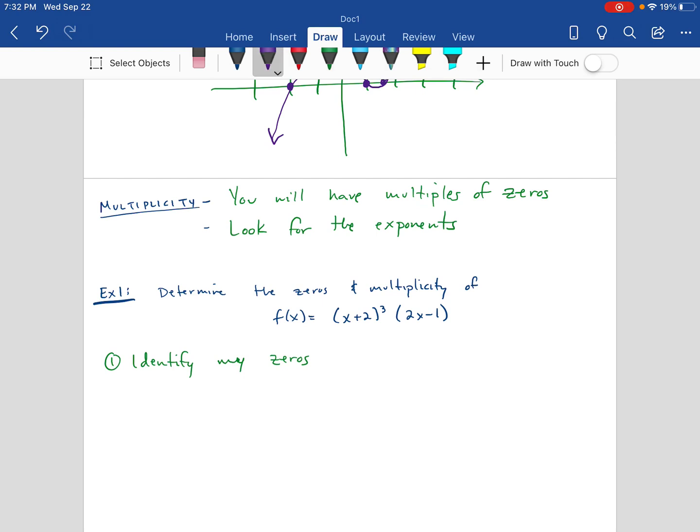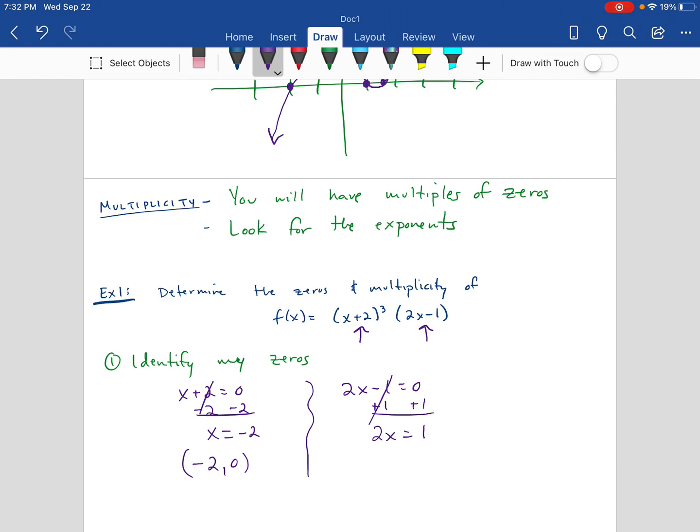Okay, so here I see two parentheses, right? So I'm going to set those functions equal to 0 and solve separately. That step is the same. So I have x + 2 = 0, and 2x - 1 = 0. Subtract 2, x is equal to -2, so my coordinate is (-2, 0). Same as before.